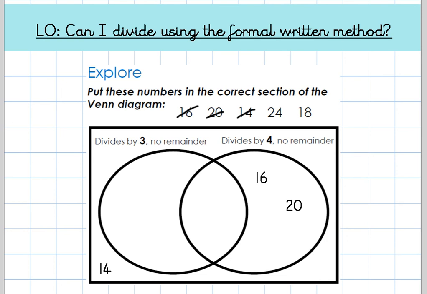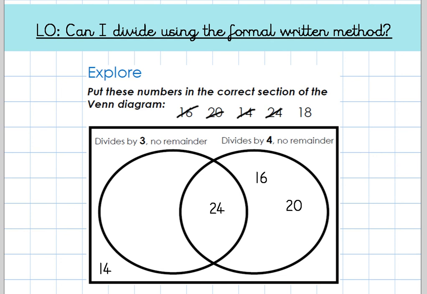Now let's move on to 24. We know that 24 is in the 4 times table because 6 4s are 24. But we also know that 24 is in the 3 times table because 8 times 3 is 24, which means that one has to go in the middle.